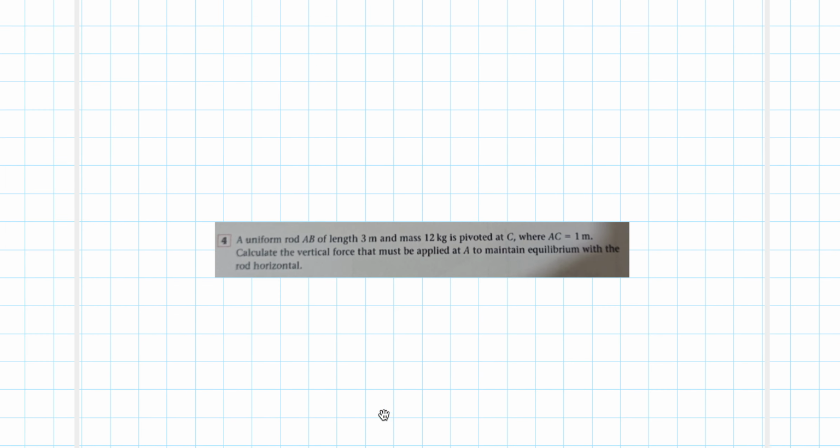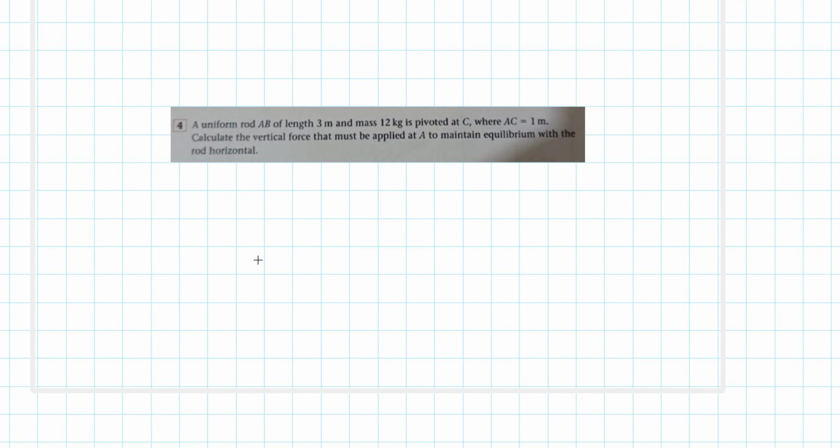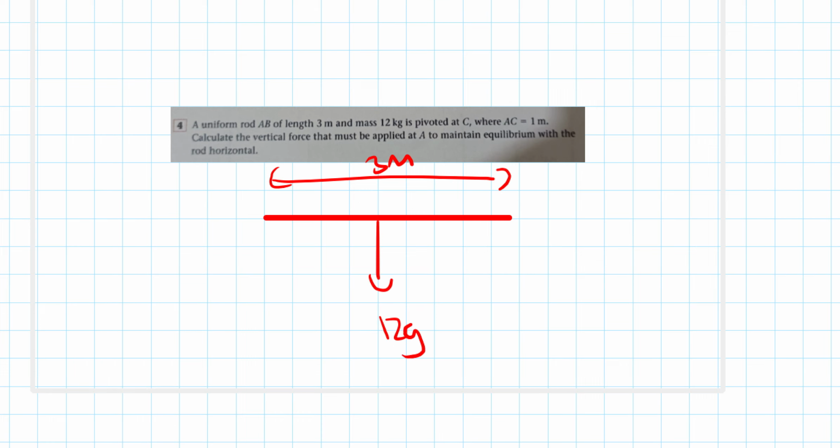A uniform rod AB of length 3 meters and mass 12 kilograms is pivoted at C, where AC equals 1 meter. Calculate the vertical force that must be applied at A to maintain equilibrium with the rod horizontal. So again, this is a flat rod. This length here is 3 meters. It has a mass of 12 kilograms, so we know that there's going to be 12g in the middle.